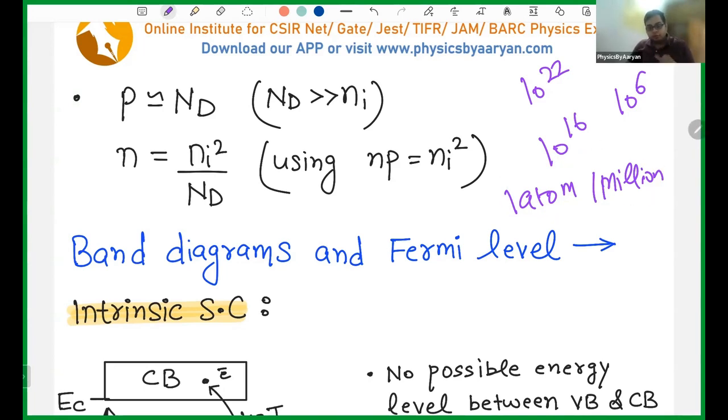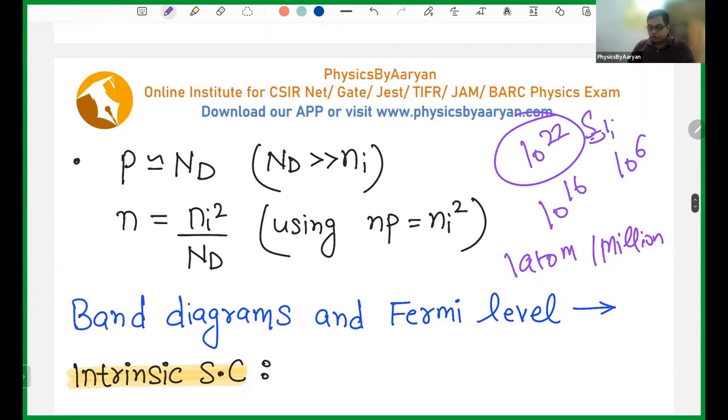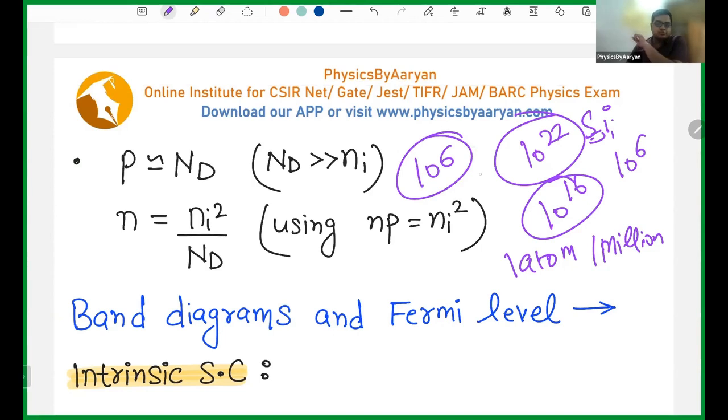But in reality, if you look at the situation, you have 10 raised to power 22 silicons, and you have 10 raised to power 16 dopants. If you do the ratio, you will get 10 raised to power 6. Then you are saying that you have just one boron in 10 lakh silicons. But in reality, you have 10 raised to power 16 dopants inside it, right? Your number of silicons is much greater, 10 raised to power 22, but your dopants are also not less, 10 raised to power 16.